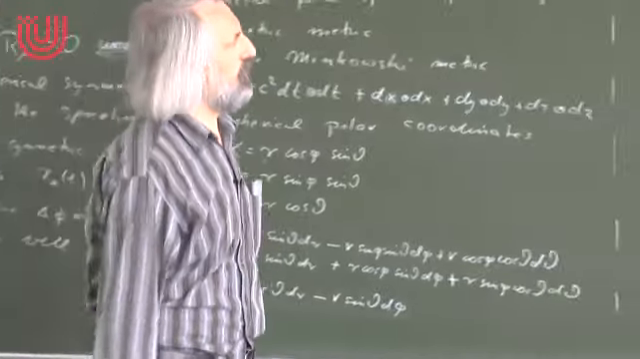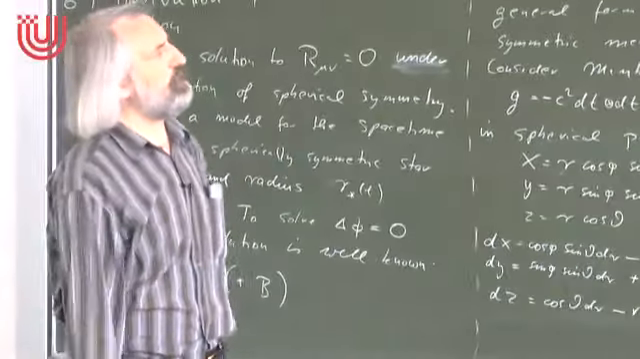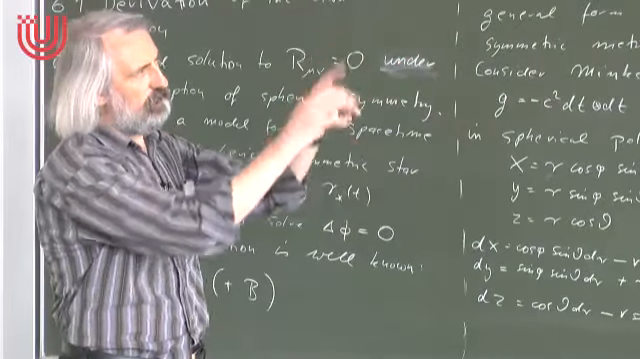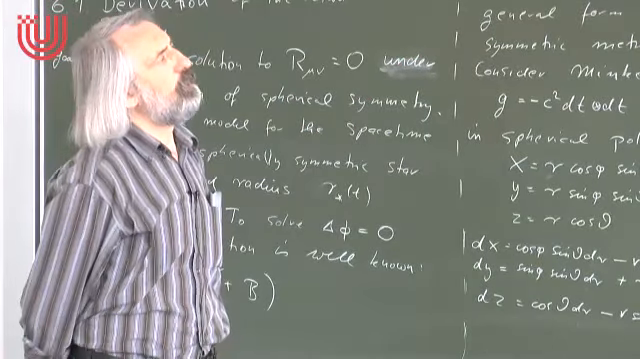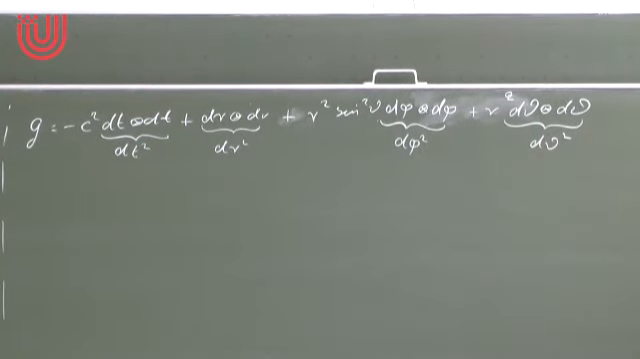Okay, so that was the Minkowski metric. And now we ask ourselves, what can I do with this metric? How can I modify the metric without, there's a square missing, right? Here's a square missing. What can I do without destroying the spherical symmetry?